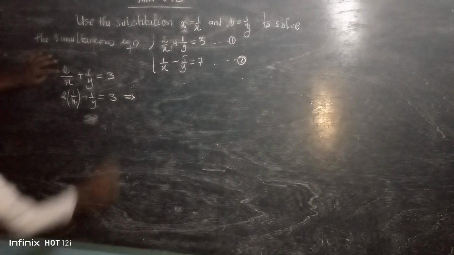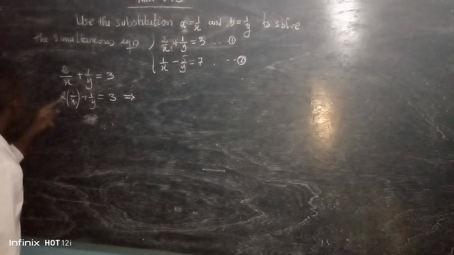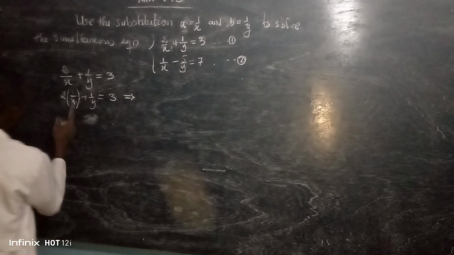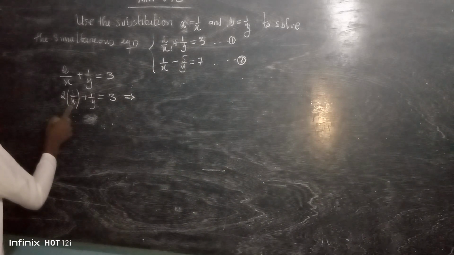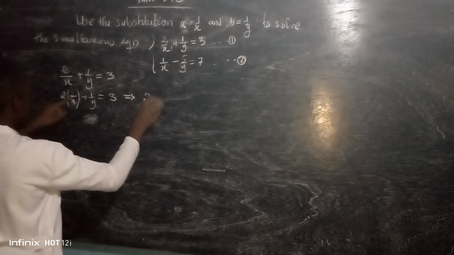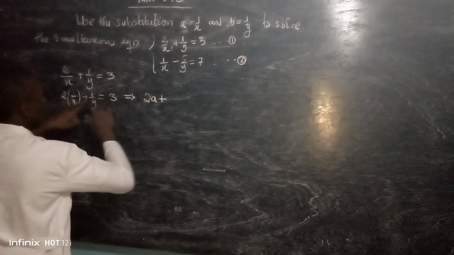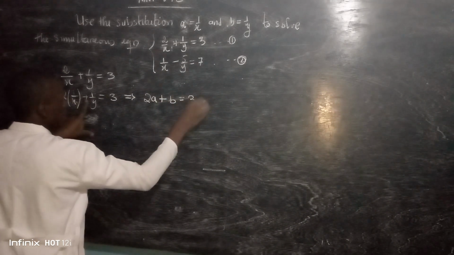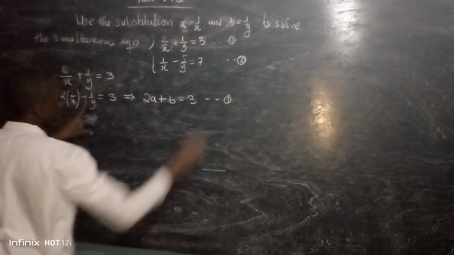So following that, I'm going to get 1 on x is a. I substitute in the place of 1 on x, so I'm going to have 2 times a, which is 2a, plus 1 on y, which is b, equals 3. So this is my new equation 1.